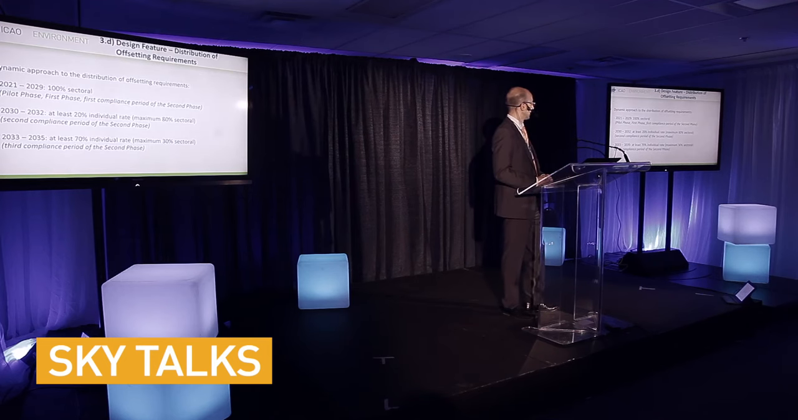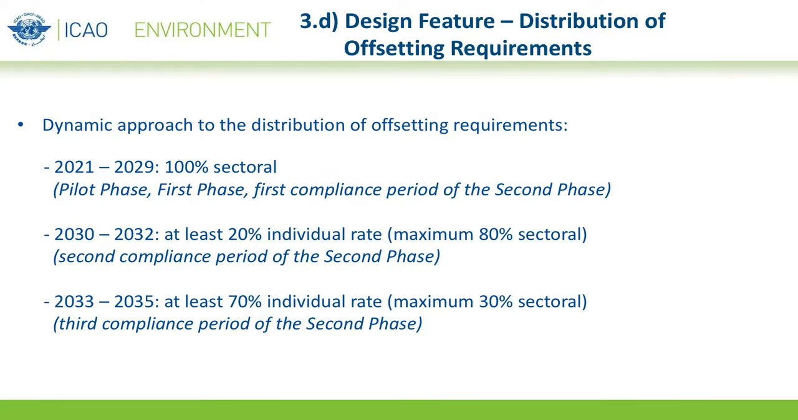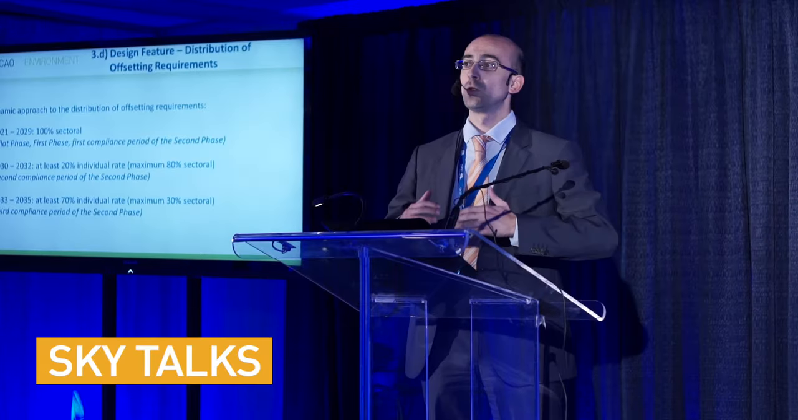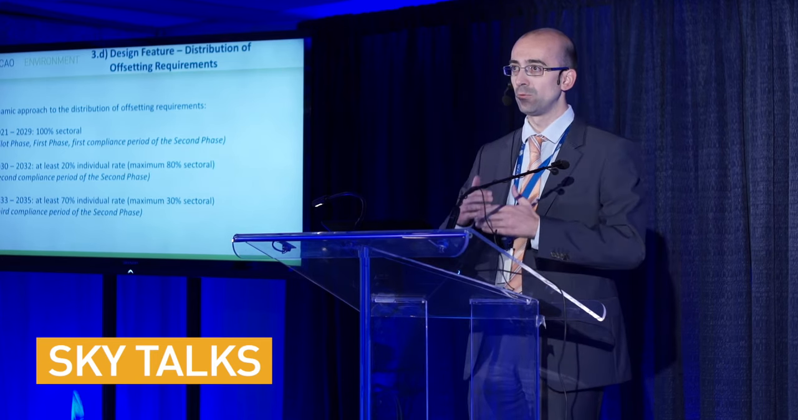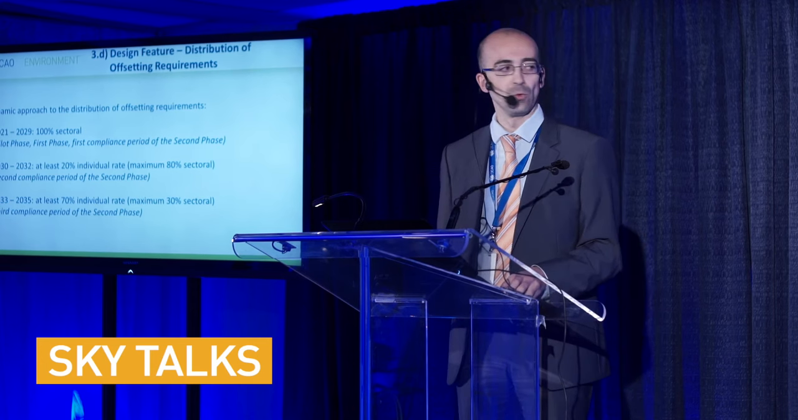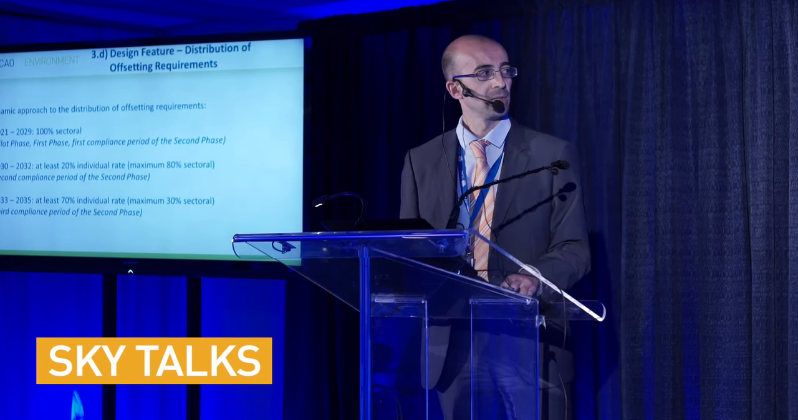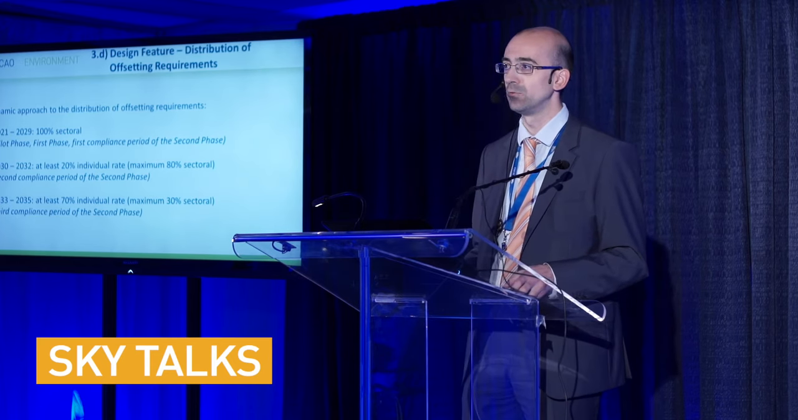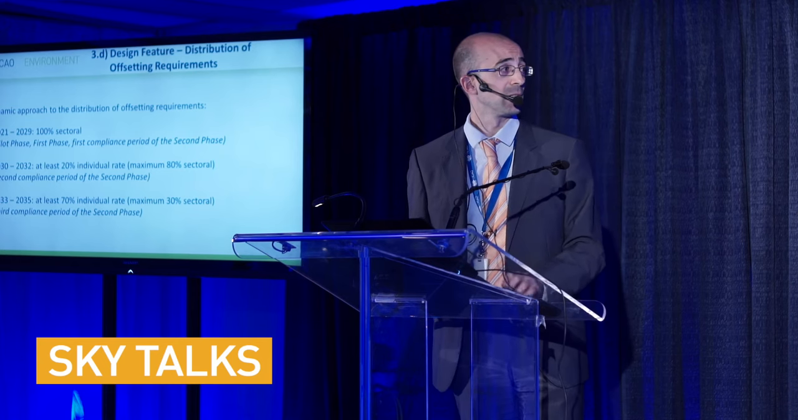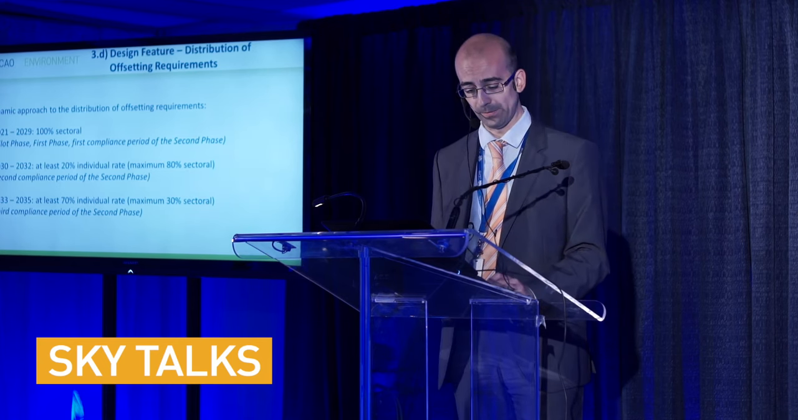Now, how does CORSIA address this issue of the 100% sectoral, 100% individual? Well, as I have said before, CORSIA applies a so-called dynamic approach. It starts with application of a 100% sectoral approach in the period from 2021 to 2029, meaning pilot phase, and first compliance period of the second phase. And after that, from 2030, it moves not into a 100% individual approach, but into a progressively individual approach with percentages of the individual rate, which are set at 20% for the period of 2030 to 2032, and 70% for the period of 2033 to 2035.